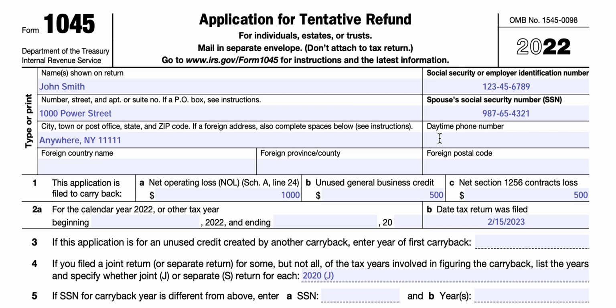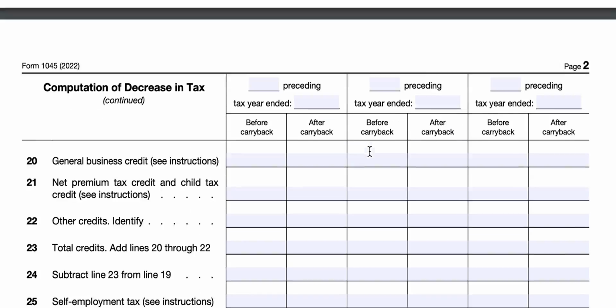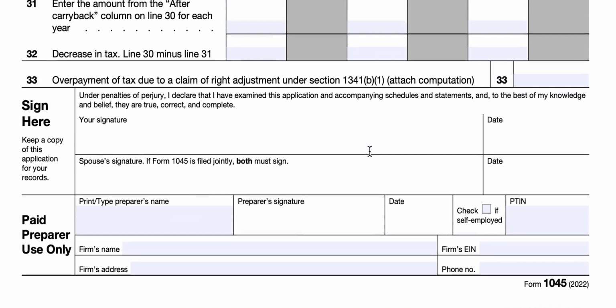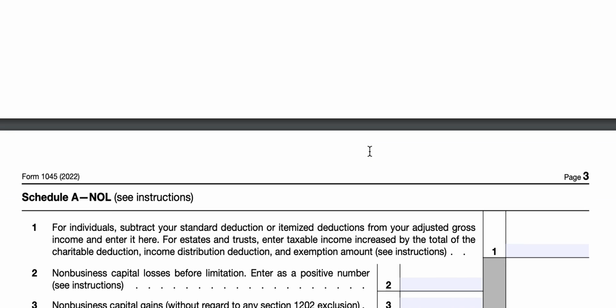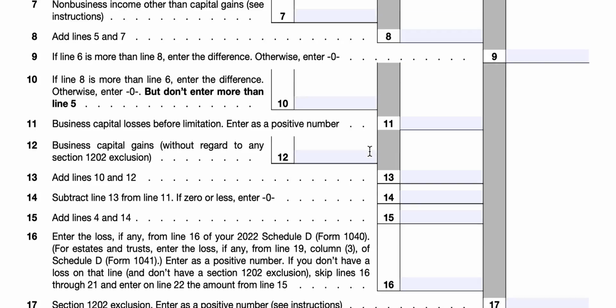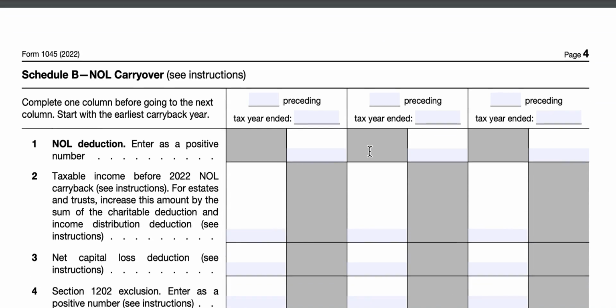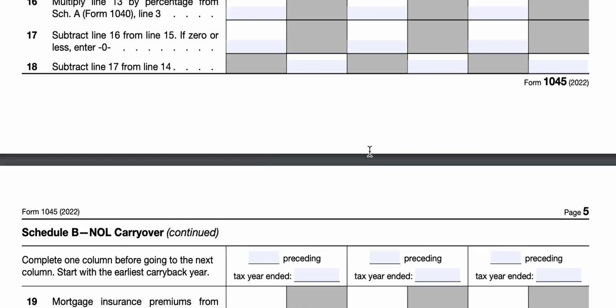There are additional guidelines if you need to pursue that. So we'll go step by step through this form. It's a 5-page document. The first 2 pages are the Form 1045 itself. On the back, there's a 1-page Schedule A for net operating losses, and then on the back of that is a Schedule B for any net operating loss carryovers.